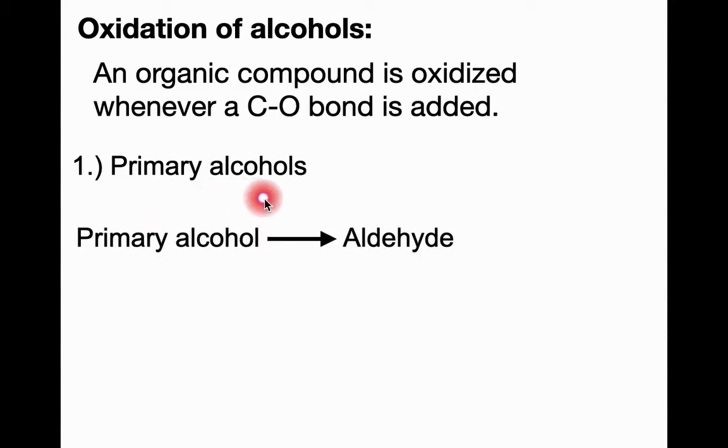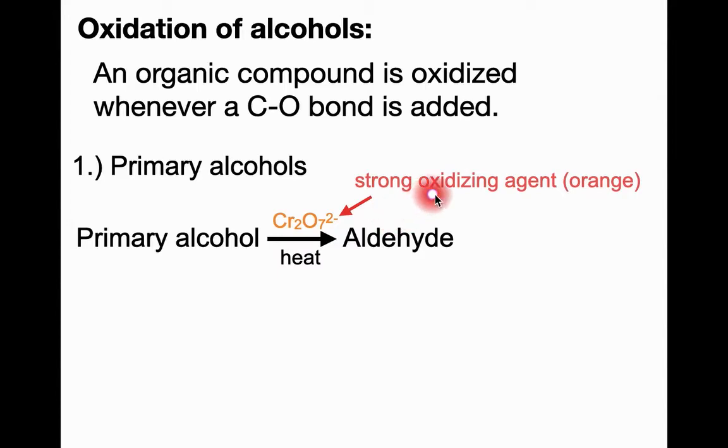The oxidation of a primary alcohol, in order for the reaction to take place, we need to have heat and what's called a strong oxidizer. Dichromate is a strong oxidizer. It has a distinctive orange color. It's actually quite pretty. The other strong oxidizer that's often used is permanganate, MnO4 with a -1 charge. And so as you can see, these strong oxidizers have a lot of oxygens in them.